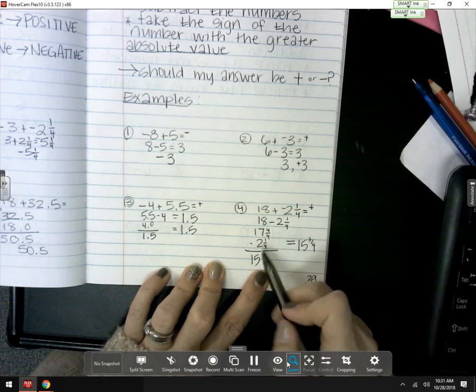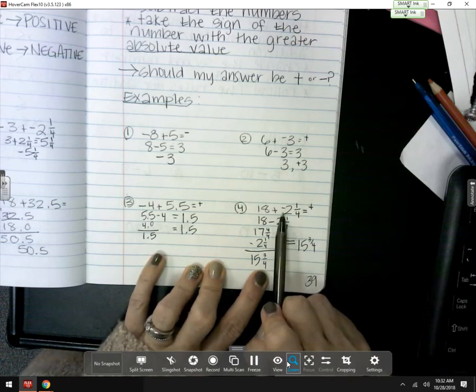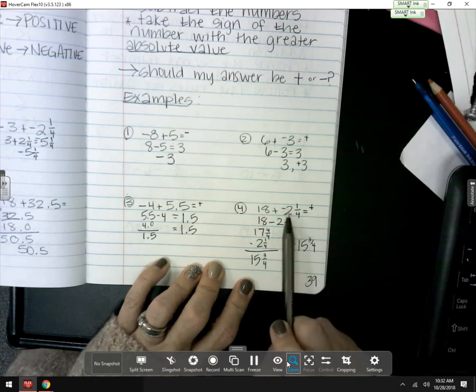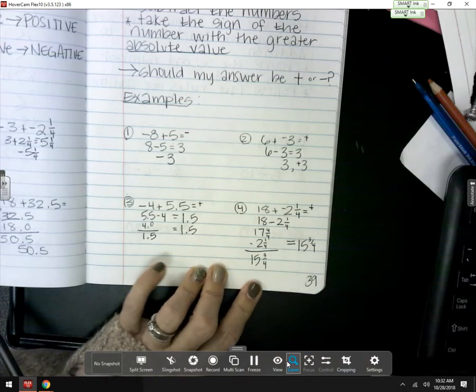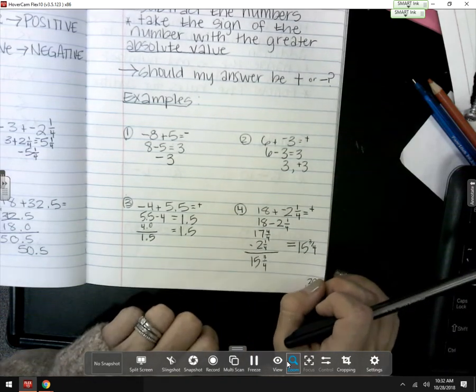This step right here, you might have forgotten how to do that, and that's okay. What I was just trying to do is show you that no matter what kind of crazy math we're doing, the negatives and positives rules still apply. Please make sure you have all of these examples written down and you check this in with me.